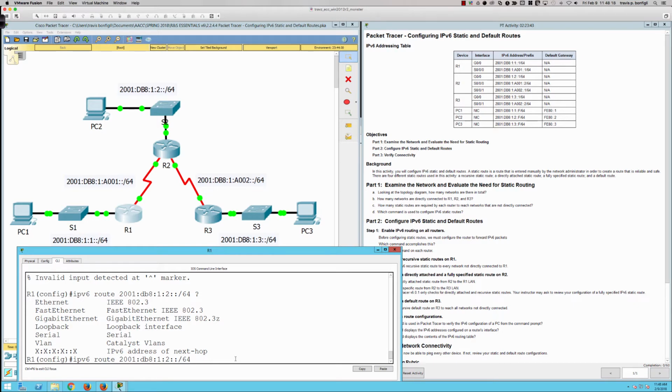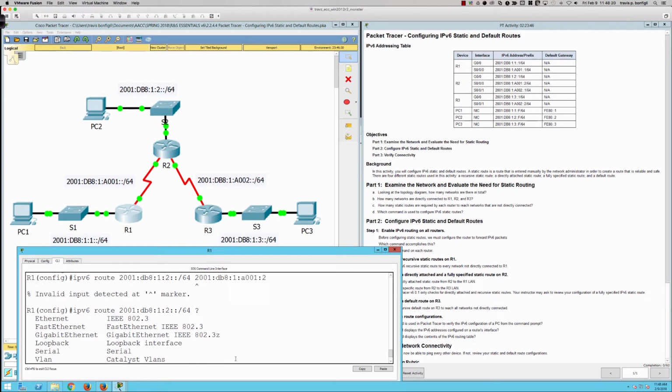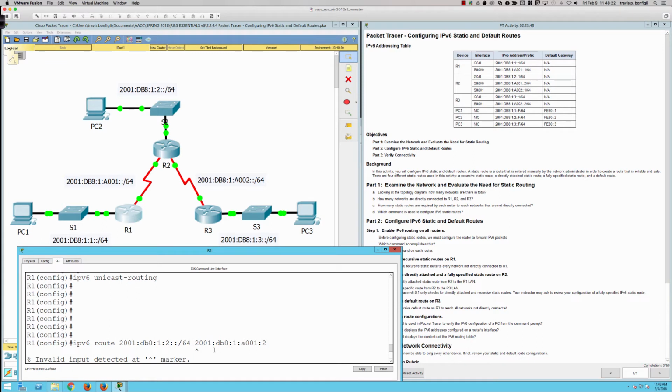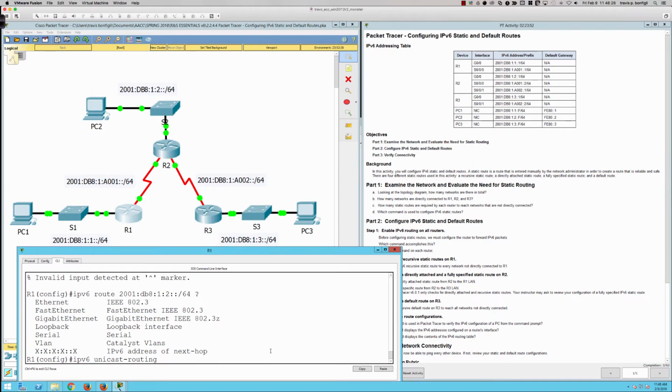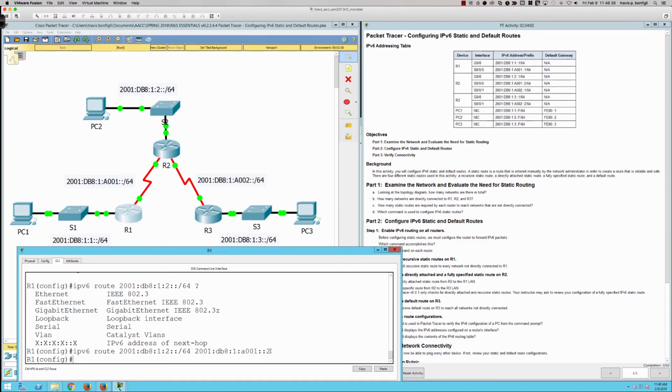I thought we had that right. Maybe something was wrong in my address. 2001, oh, there was something wrong in my address. I was missing that final colon there. So let's call that command back up, save ourselves a little typing. It's one of the hazards of having to look at the addressing table and then look back down into the CLI prompt. So there is our first recursive route.